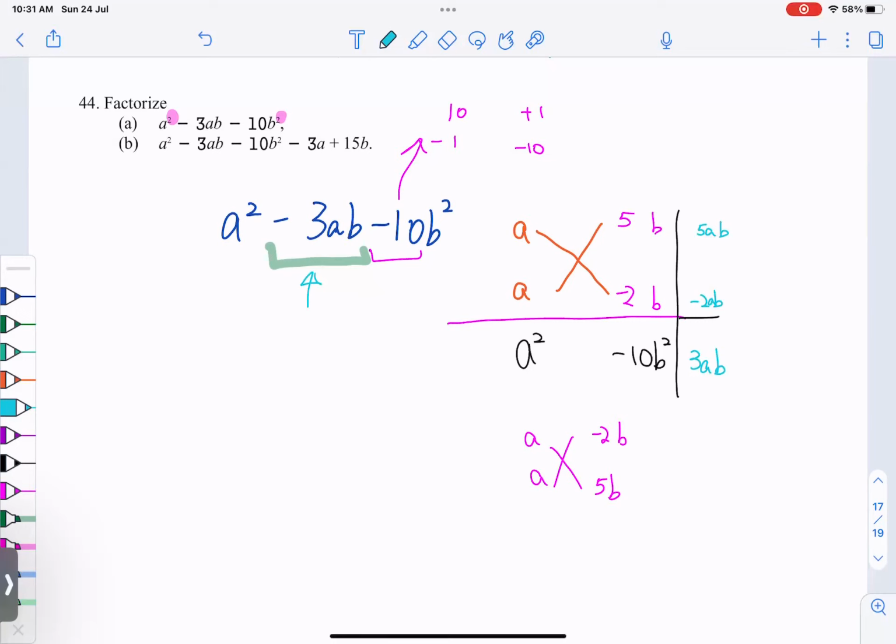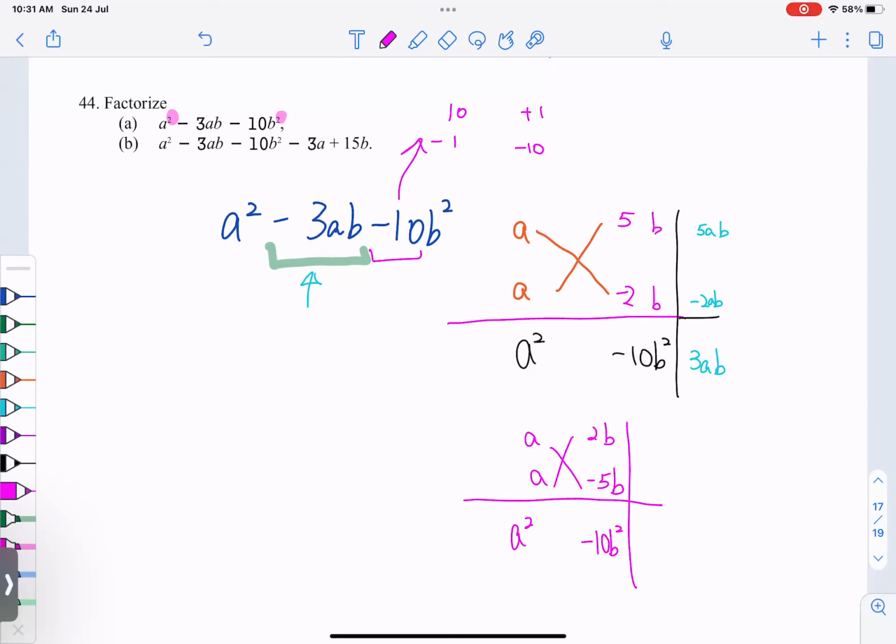Oh, that means I did wrong previously, right? Oh, for here, look, it's just the same thing. So let me erase it first. So it should be 2b and -5b. So now let's try this one. A times a square. 2b times -5b, -10b squared. So first part and the last part is correct.